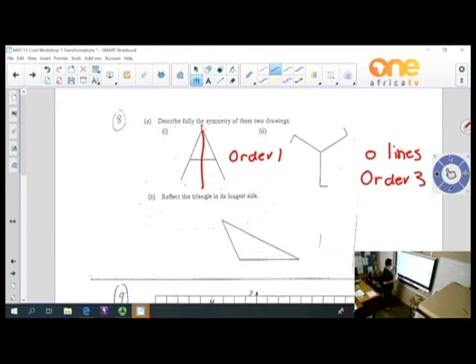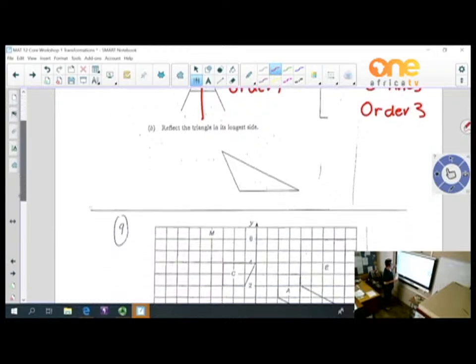Now here we have to draw the reflection in the longest side, which is obviously this side here. Now remember, this paper is not now vertical. It is always a good idea to turn your paper so that your line of symmetry and this line of symmetry are in line. Then it is easier to draw it. So turn your page so that you can find that point.